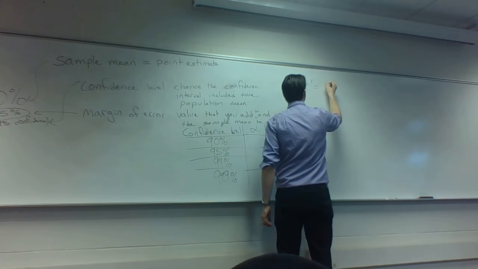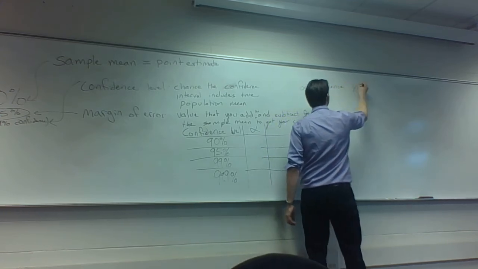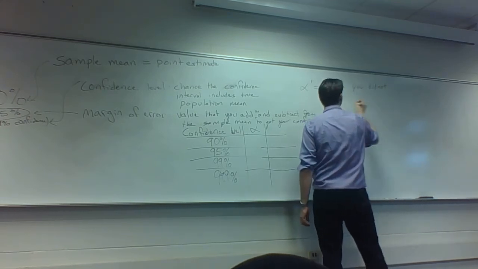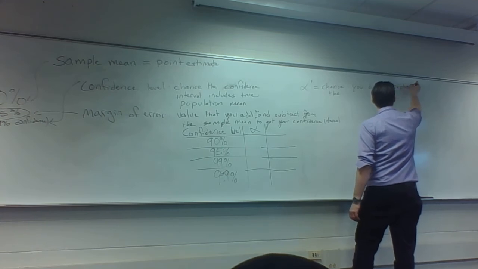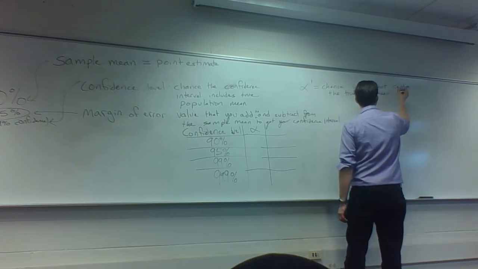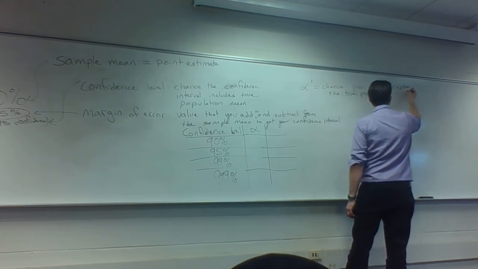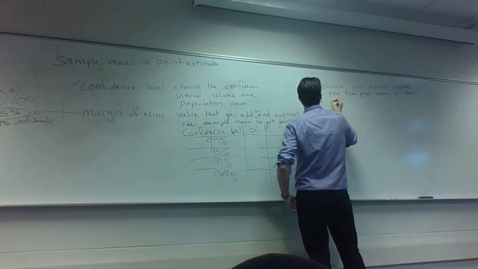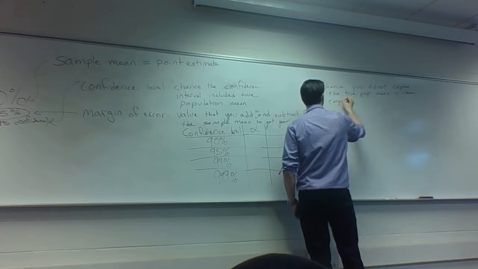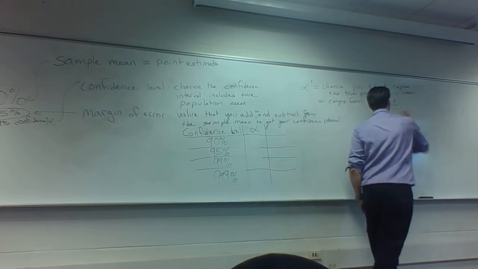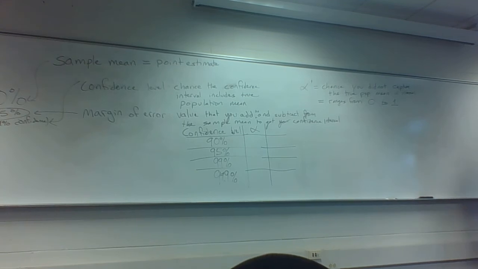Alpha is the chance you did not capture it. And unlike confidence level, this is always ranged from 0 to 1. So confidence levels are always percents, alphas are always max at 1, minimum 0.